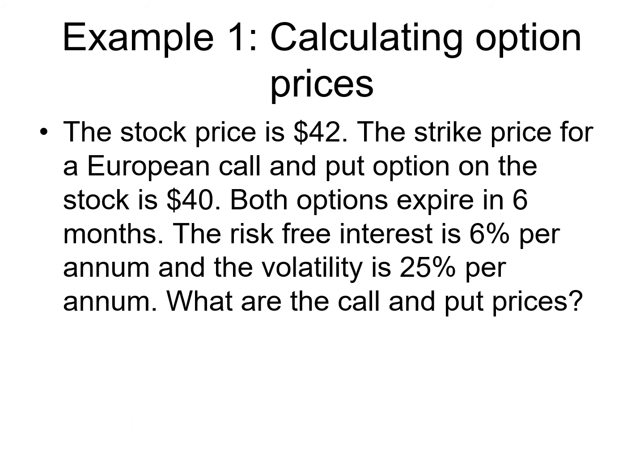Now we work on some examples. Example 1, calculating option prices. The stock price is 42. The strike price for the European call and put option on the stock is 40. Both options expire in 6 months. The risk-free interest rate is 6% per annum and the volatility is 25% per annum. What are the call and put prices?